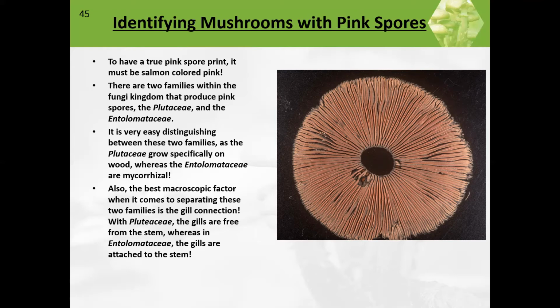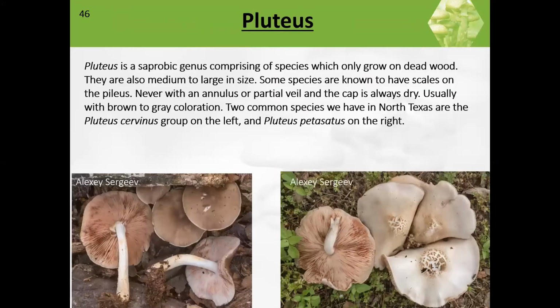The difference between the two is the gill attachment, kind of like how I pointed out earlier, right? So with Pluteaceae, the gill attachment is free. That means that it's not connected to the stem. And entolomas have an attached stem, right? So the gills would just be attached to the stem basically by a notch or various different kinds of attached morphological characteristics.